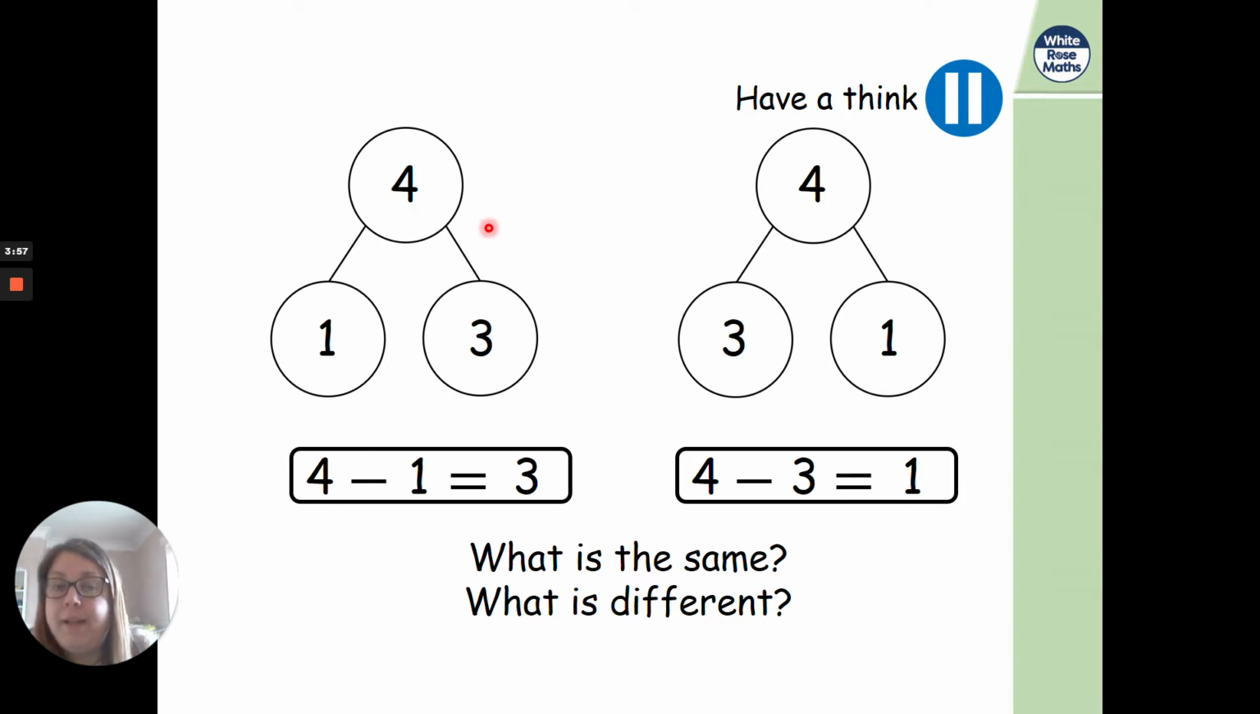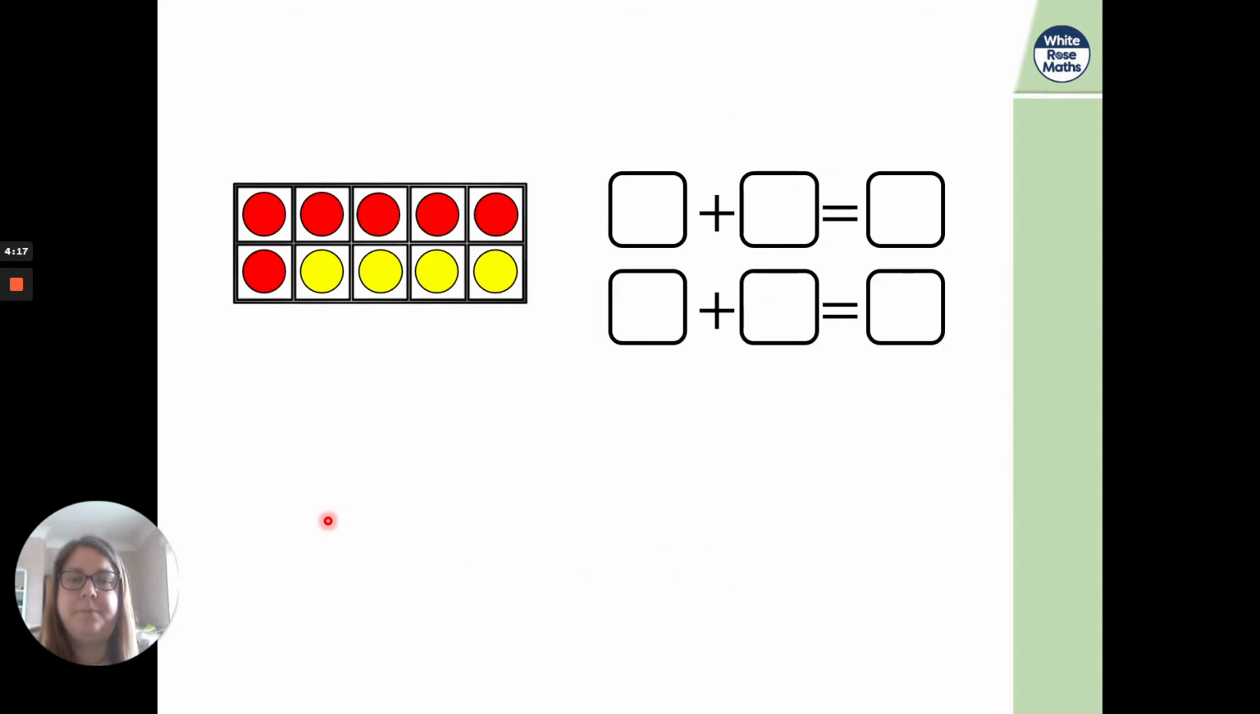So the same is that we're using the same numbers, aren't we, all of the time. We're not just putting random numbers in there. We're using the same numbers. The difference is we're having to move our parts. Has the whole stayed the same? It has, hasn't it? The whole has stayed the same at the beginning. So well done if you did that. You might have even come up with some other things that are same and different.